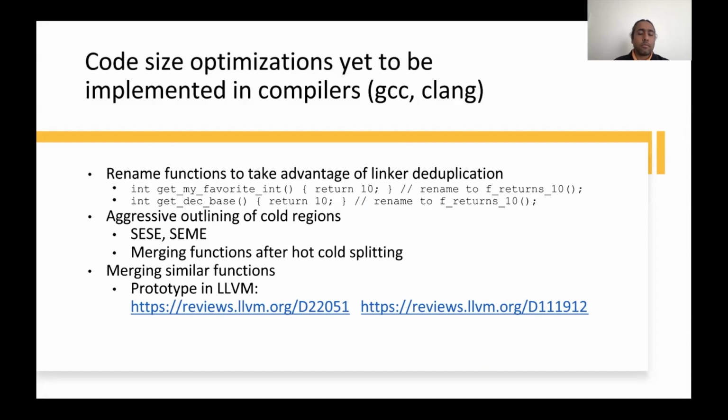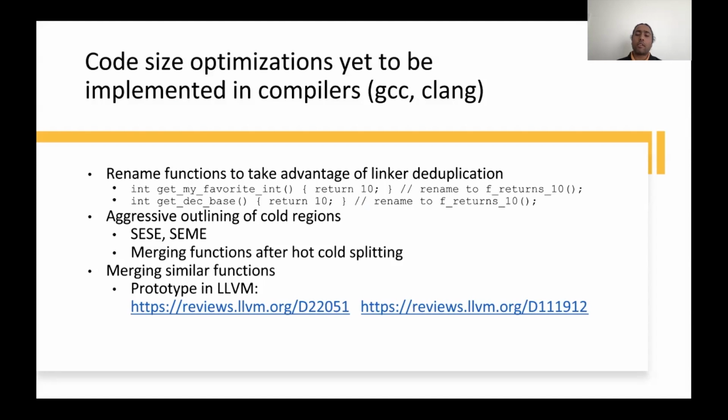Next is a set of optimizations that are not implemented in GCC and Clang, as far as I know. The first one is a very useful trick. Basically, what I'm suggesting here is the compiler can hash the body of the function. Let's say there are two functions which do exactly the same thing. Then we can hash the body of the function and put the hash as the name of the function itself. Let's say in our case, the hash comes out to be f returns 10.